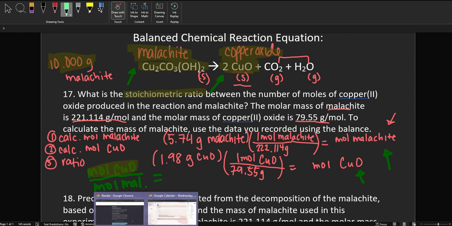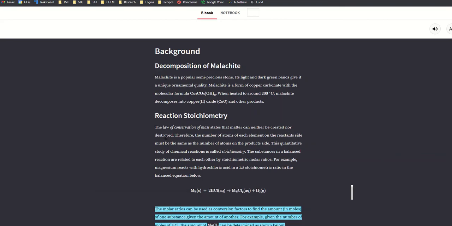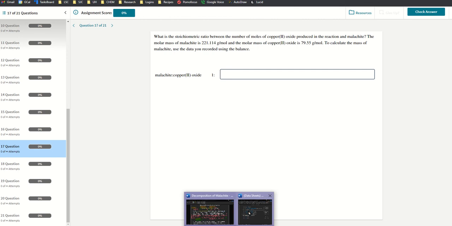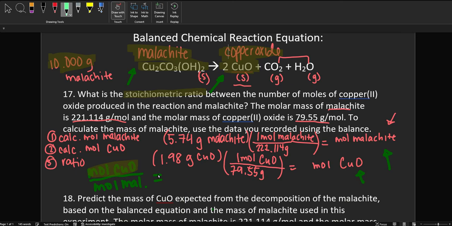So on the questions, let me go back there. For number 17, it asks what is the ratio between moles of copper oxide and malachite? Oh, I read this completely wrong. It's asking you for malachite to copper oxide. So we know that malachite is 1. So what you're typing in here is whatever number you got here.